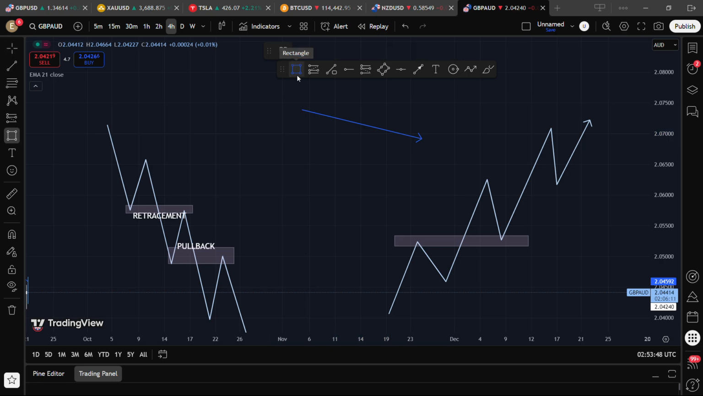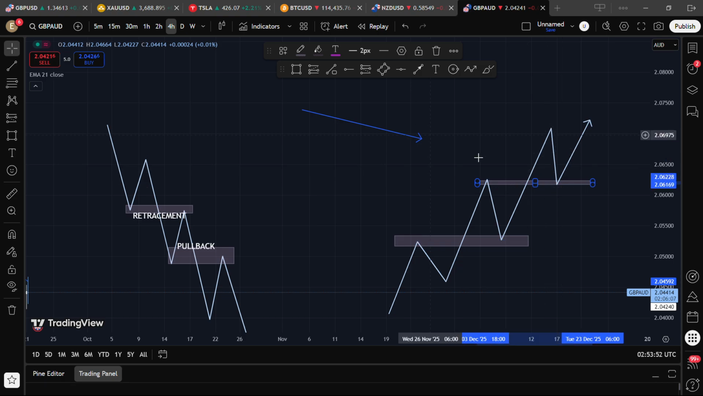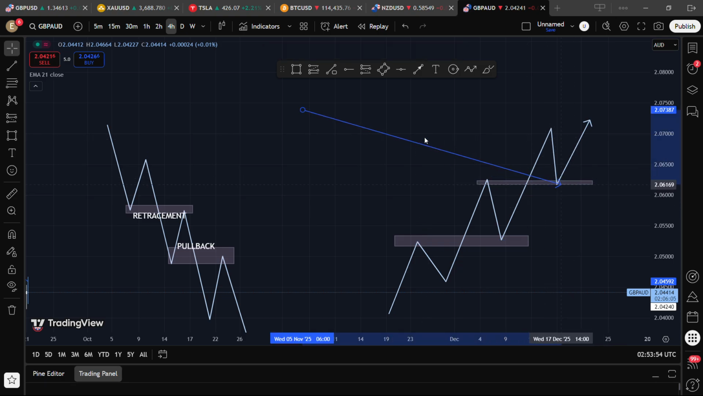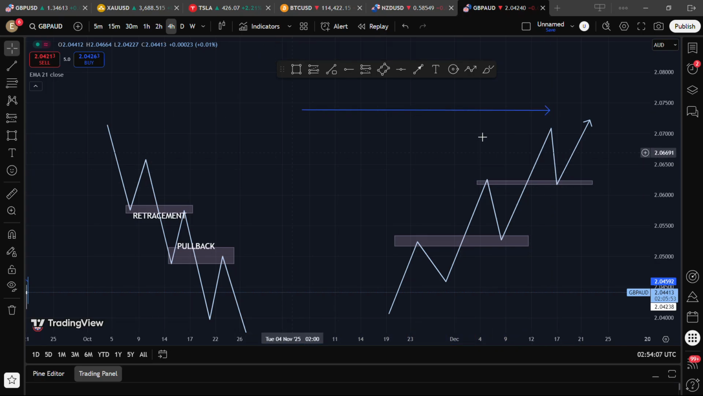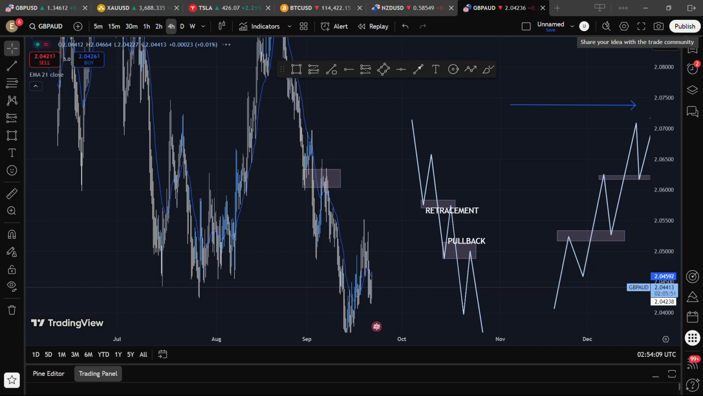The same thing applies to this side. Indicate it, and when the market makes a pullback here, then take a buy order from here. You put your take profit a few pips above this high. Okay, this is how to trade pullback and retracement. It's very simple. So let's move to the charts.